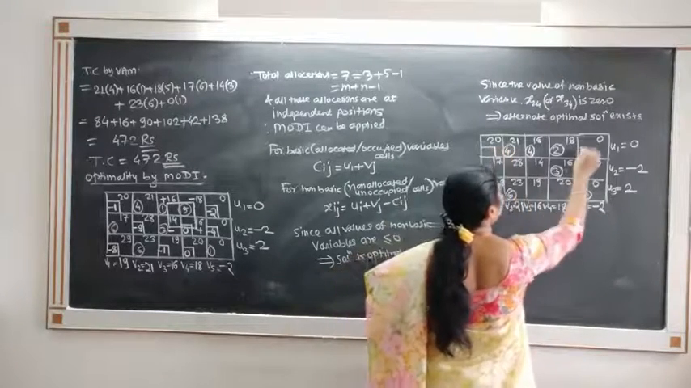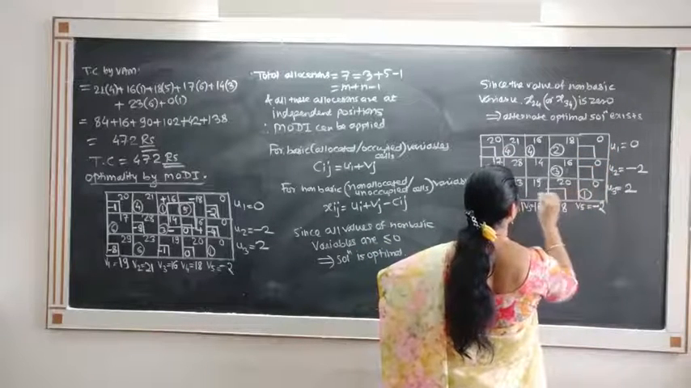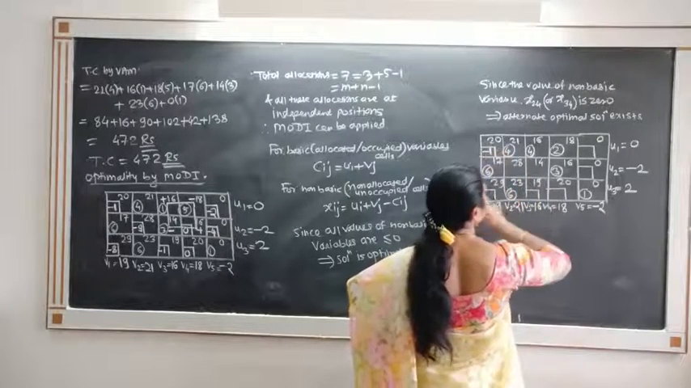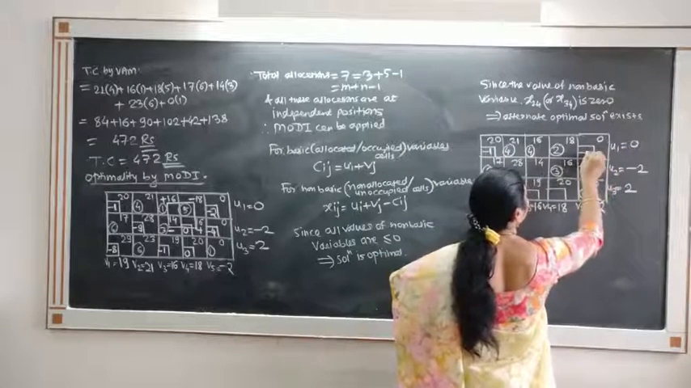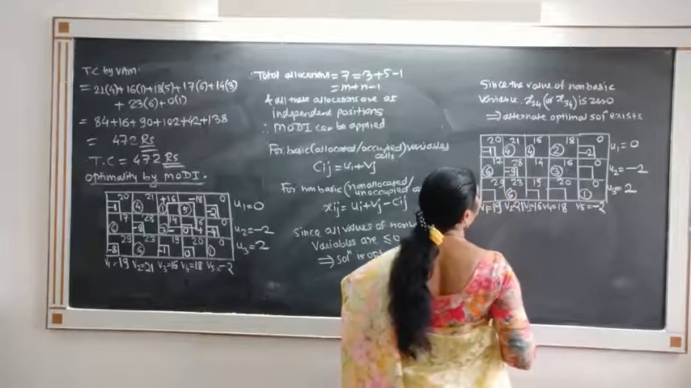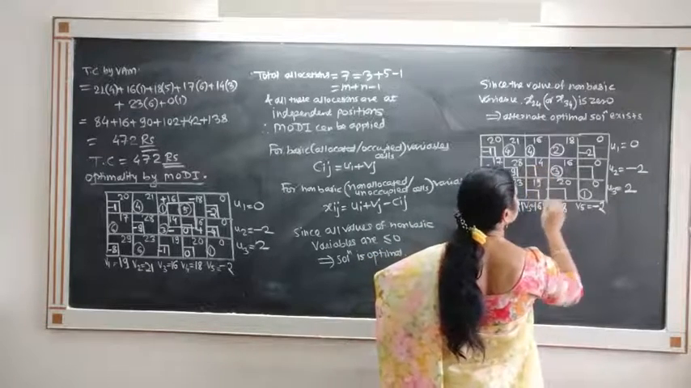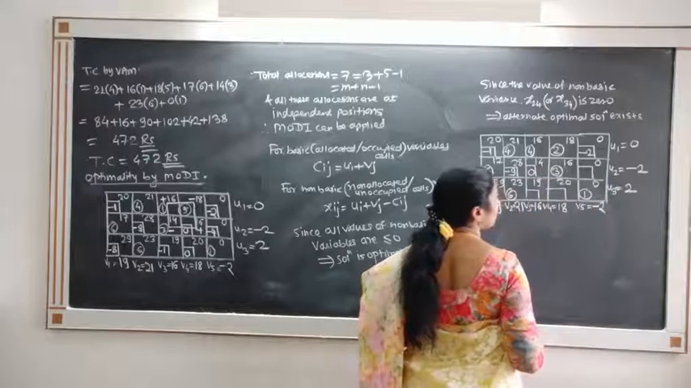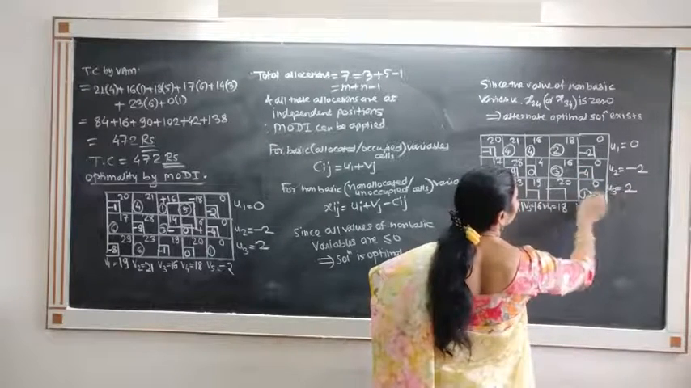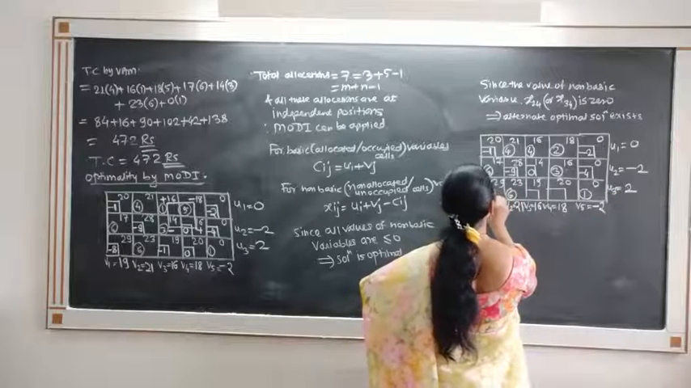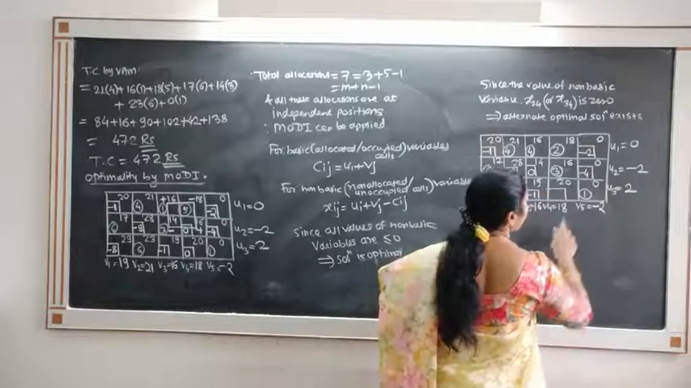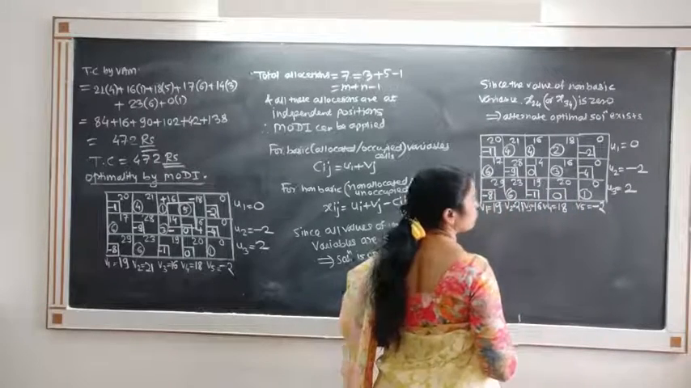Now again find the values of non-basic variables. So 19 plus 0, 19, that is minus 1, minus 2, minus 2, 21 minus 2, 19, 19 minus 28, minus 9, 16 minus 2, 14, 14 minus 14, 0, minus 2 minus 2, minus 4, 19 plus 2, 21, 21 minus 29, minus 8, 16 plus 2, 18, 18 minus 19, minus 1, 18 plus 2, 20, 20 minus 20, 0.